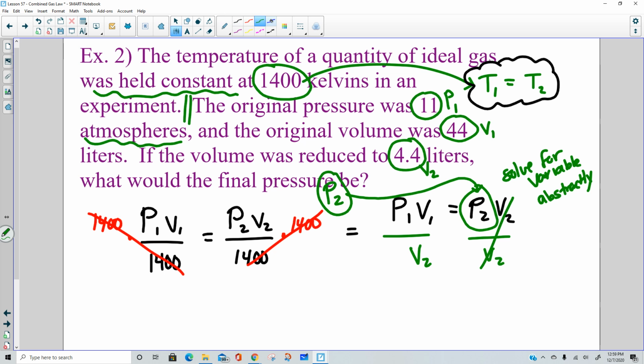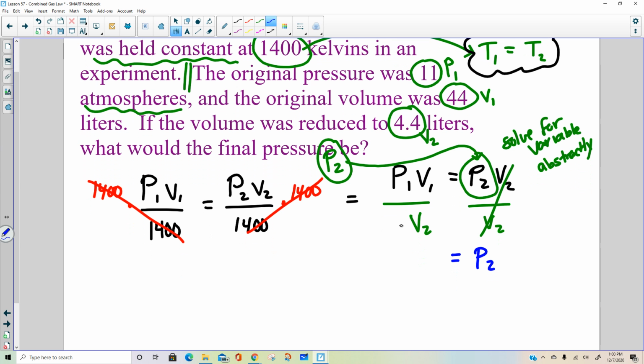Great. So now that's going to make it so much nicer when we do our math. Okay, so on the right side, we just have P2 equals. And now we can substitute in our known values here. P1 is 11 times V1, which is 44, over V2, which is 4.4. Okay, so if you're using your calculator, this is nice, right? Because you can just put this in as a single entry in your calculator and just go for it. Okay, or it makes it easier to solve by hand as well.